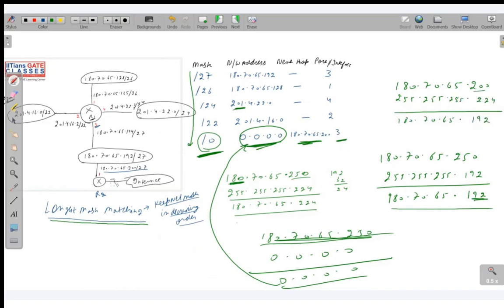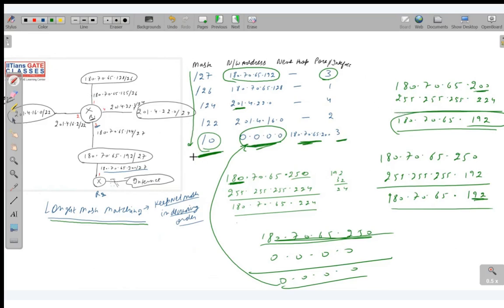In 224, the first 3 bits are 1, and in 200 the first 2 bits are 1, so the first 2 ones, here also the first 2 are 1s. So it will be 192. Any doubt here? No, sir. Okay, very good. So finally we have got the net ID, this only. Matching is there now, so you will forward the packet with port number 3. So it is very easy now, and I think you have got the idea of how we will forward the packet.